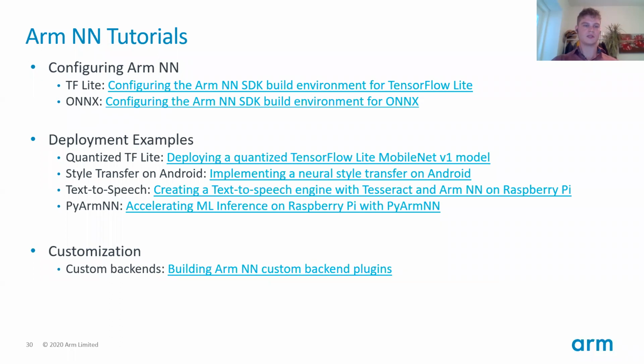And here's a list of PiRMN tutorials, under 3 different categories: configuring PiRMN for TF Lite and ONNX, then examples of various deployment techniques such as quantized TF Lite mobile v1 model, style transfer on Android, text-to-speech with Tesseract and PiRMN on Raspberry Pi, and accelerating ML inference on Raspberry Pi with PiRMN. And then we've also got an example tutorial on building PiRMN custom backend plugins.